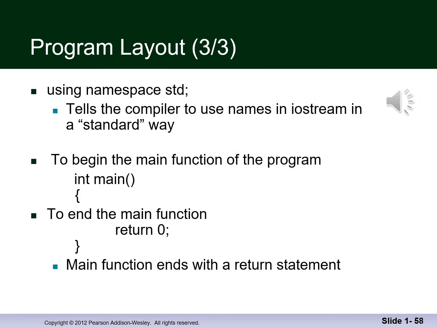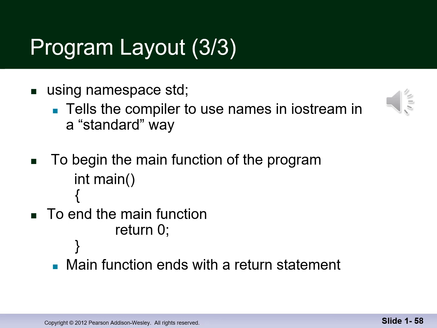Using namespace standard tells the computer to use names in iostream in a standard way. And we'll get to more on that later. To begin the main function of the program, we use the statement int, which stands for integer, main, and then left and right parentheses, and then the open bracket. To end the main function, we return a 0.